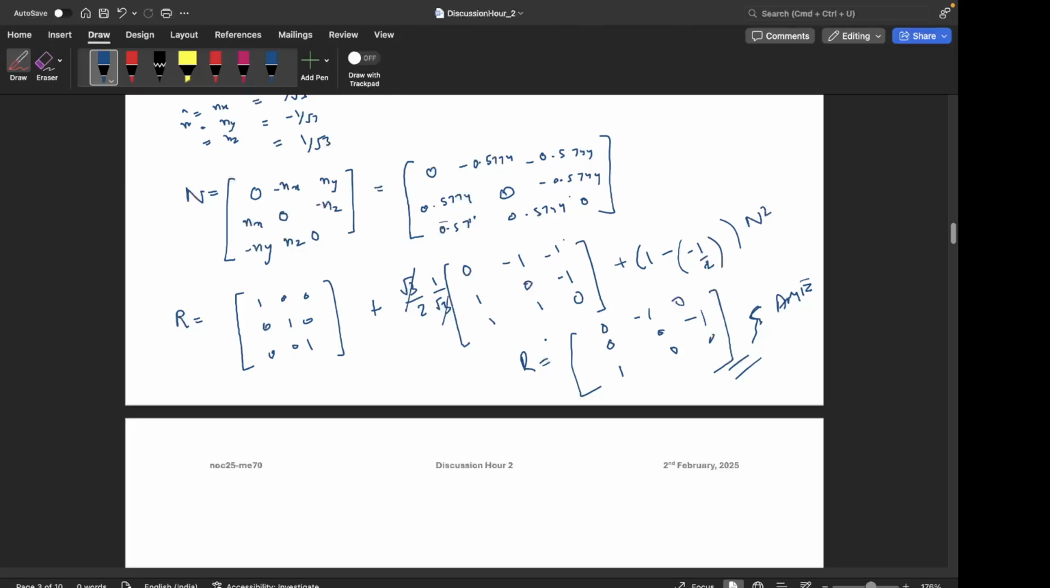Please keep solving this and drawing these diagrams as I draw, right? Because just looking at the image, it might be difficult to understand later.